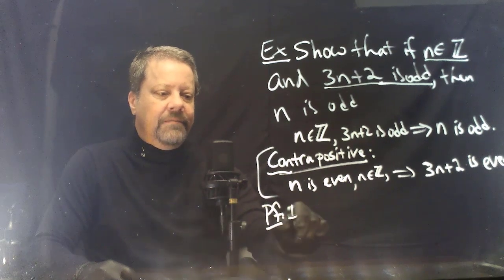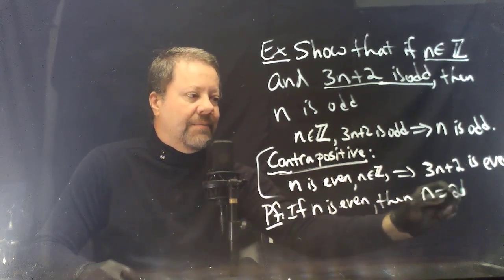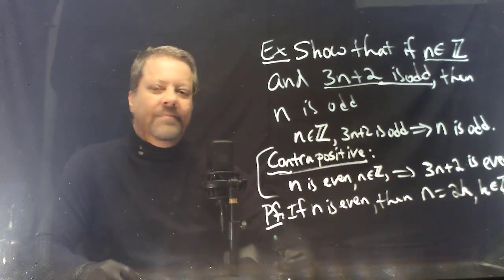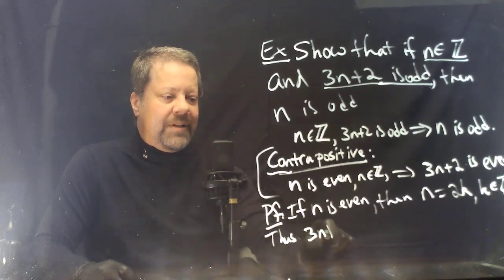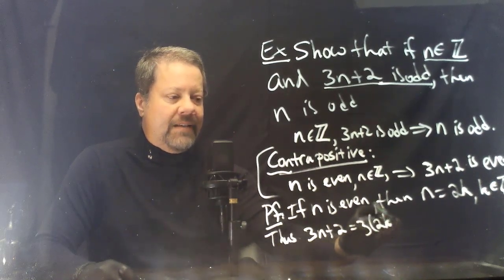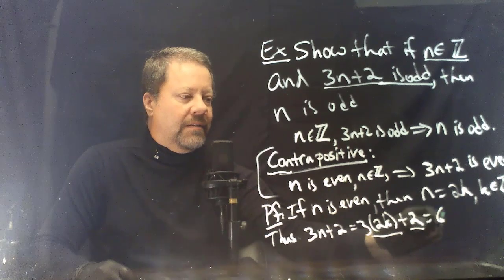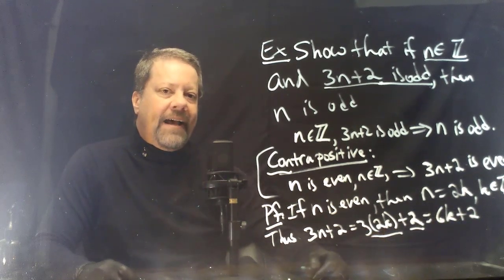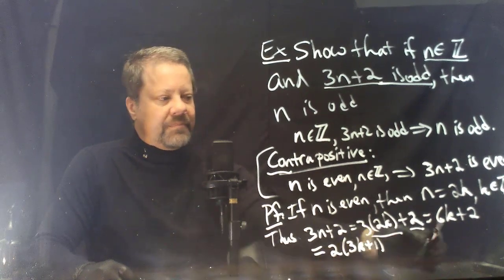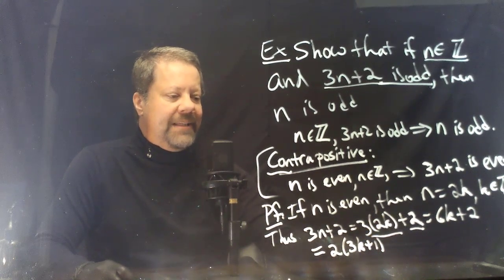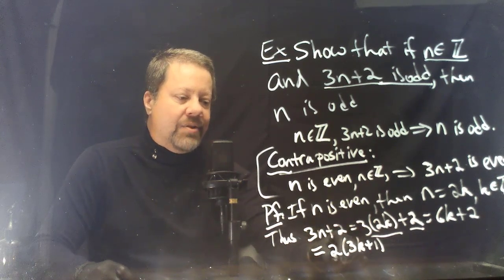If n is even, then n is 2 times k, where k is an integer. If that's true, thus 3n plus 2 will be 3 times 2k plus 2, and we have two terms here, 6k plus 2. These two terms have a common factor of 2, which we can pull out: 2 times 3k plus 1. Factoring a 2 from each of the two terms, we obtain this expression. What we find is that 3n plus 2 can be expressed as 2 times an integer.